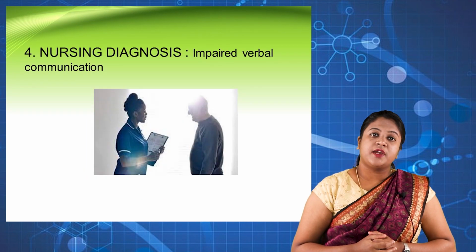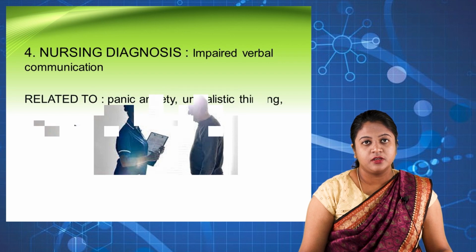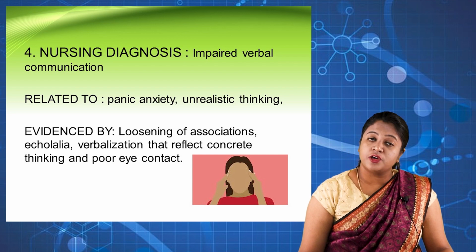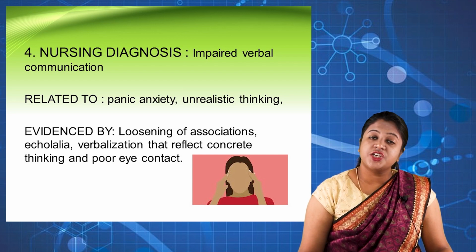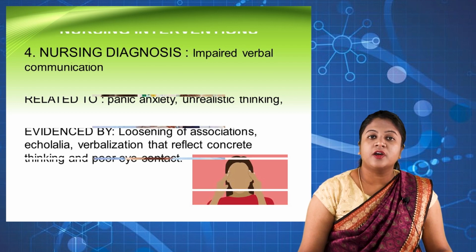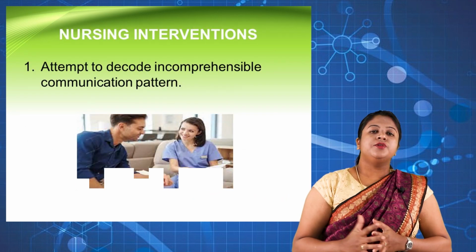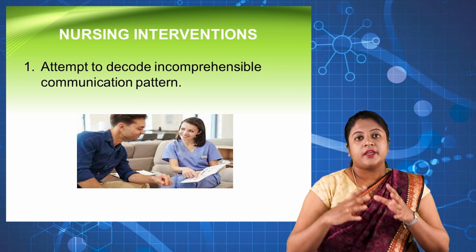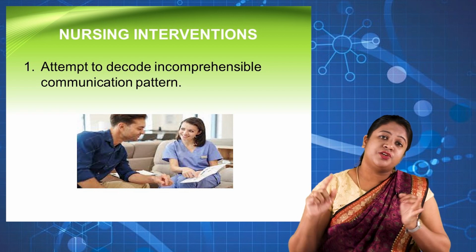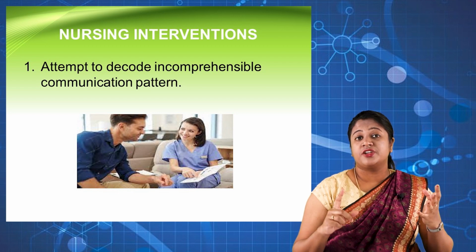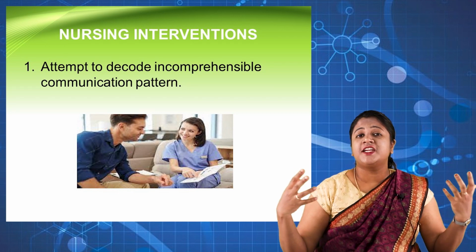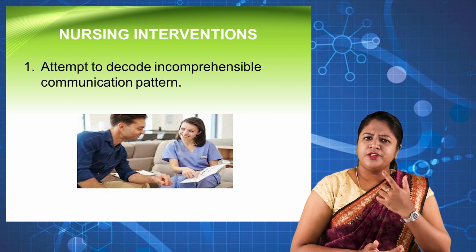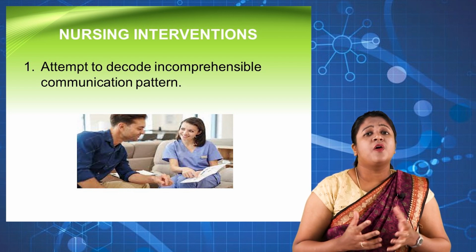The next nursing diagnosis we have is impaired verbal communication related to panic anxiety, unrealistic thinking, as evidenced by loosening of association, echolalia, verbalization that reflects concrete thinking, and poor eye contact. What are the nursing interventions for this? Make an attempt to decode the incomprehensible communication pattern. It can be the use of clang association or neologism, verbigeration, perseveration, circumstantiality and tangentiality, which he will have when he communicates. So try to decode the information even though it is not comprehensible.